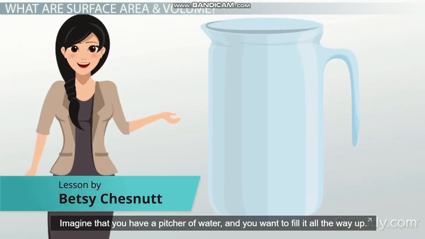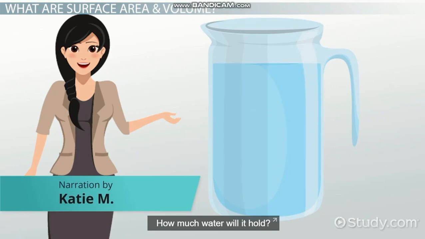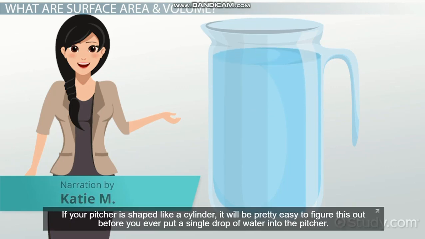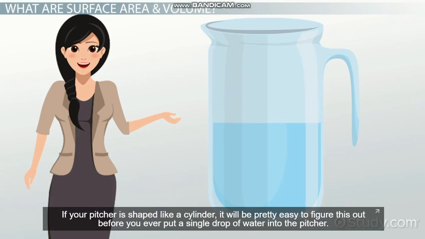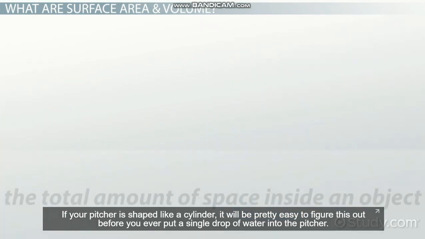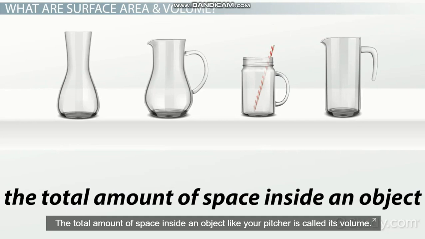Imagine that you have a pitcher of water and you want to fill it all the way up. How much water will it hold? If your pitcher is shaped like a cylinder, it will be pretty easy to figure this out before you ever put a single drop of water into the pitcher. The total amount of space inside an object, like your pitcher, is called its volume.